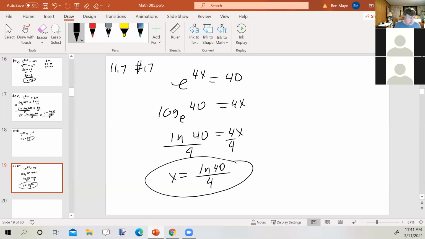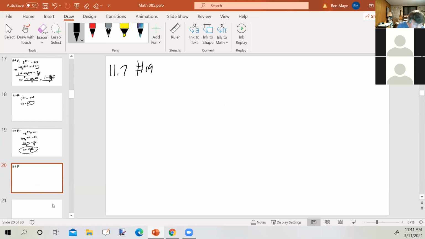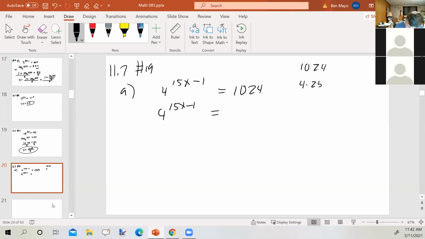Okay, number 19. Solve each equation, give the exact solution. This is part A. 4 to the 15x minus 1 equals 1024. And I believe that 1024 can be written as 4 to some power. So let's see, 1024 divided by 4 is 256. So 1024 is 4 times 256. And that divided by 4 is 64, which is 4 to the 5th power. Okay, so 1024 is 4 to the 5th power.